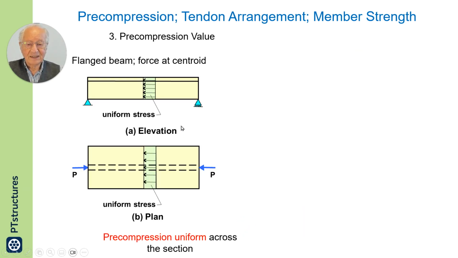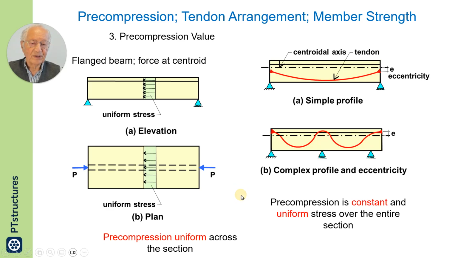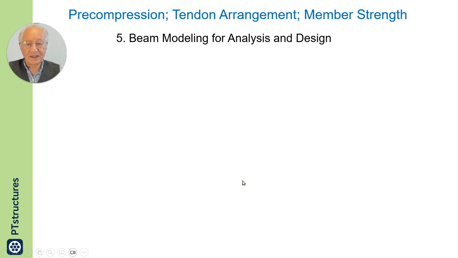Looking at it one more time, the precompression in elevation is uniform at midspan. Looking from the top is also uniform. This is applicable to single span, and applicable to continuous, whether the tendon is axial, anchored at the centroid, or off-center. In this case, I have shown it off-center.